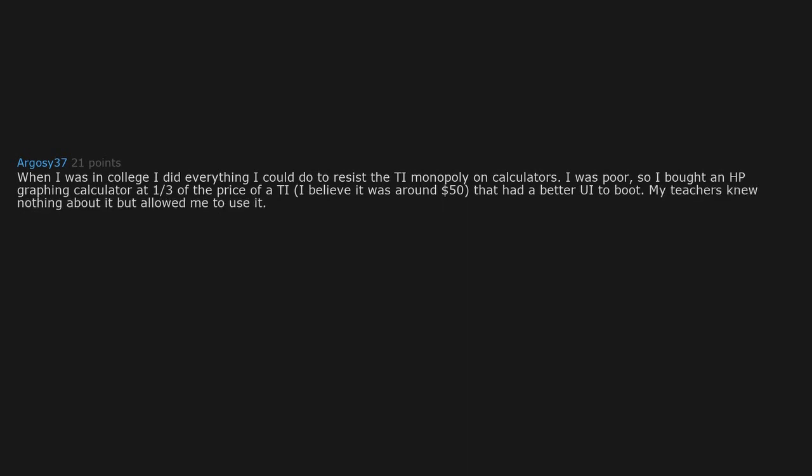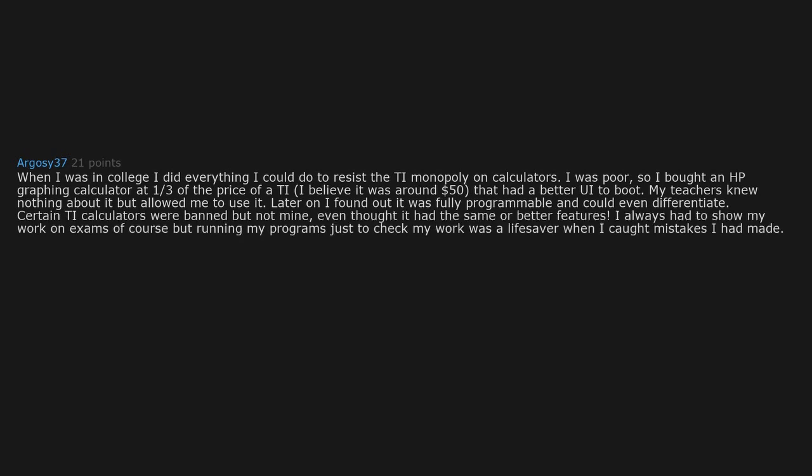My teachers knew nothing about it, but allowed me to use it. Later on I found out it was fully programmable and could even differentiate. Certain TI calculators were banned but not mine, even though it had the same or better features. I always had to show my work on exams of course, but running my programs just to check my work was a lifesaver when I caught mistakes I had made. Also, screw TI and their monopoly on calculators.